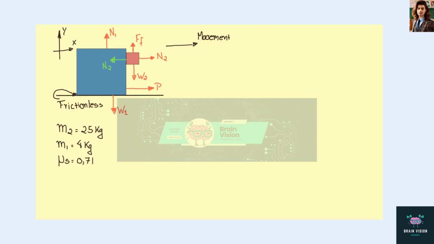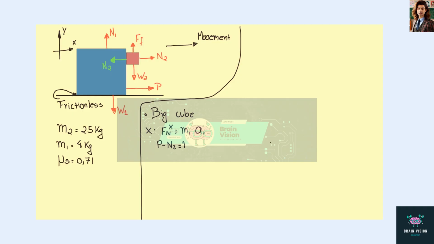Now, to get some equations, we apply Newton's second law to both the small cube and the big cube. So, for the big cube, we get the following. On the x-axis, the net force that acts on the big cube is equal to the mass of the big cube times its acceleration. But that net force is composed by two forces, P and N2. So we get P minus N2 is equal to M1 times A1. Let us keep this equation.